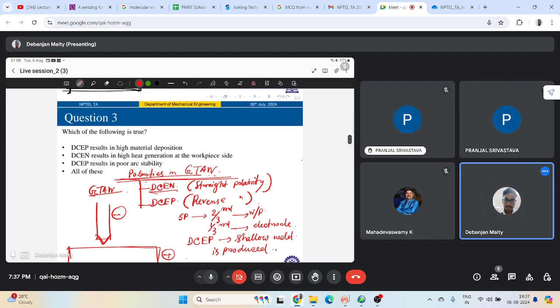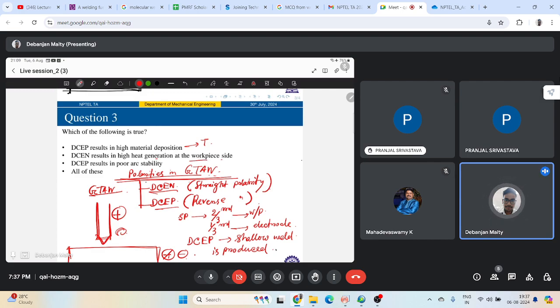So let's go to this question. Which of the following is true? It says DCEP results in high material deposition. If the electrode is positive and the workpiece is negative, more heat will be generated at the electrode. So yes, it will be consuming more, and the material deposition will be more. This is true. Tell me if you do not agree with the answers.